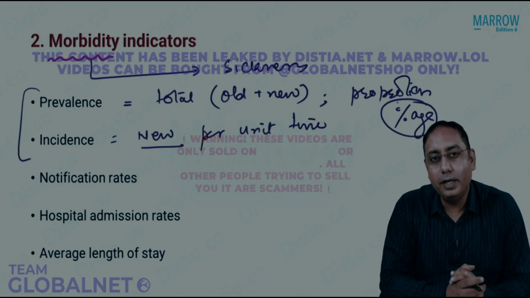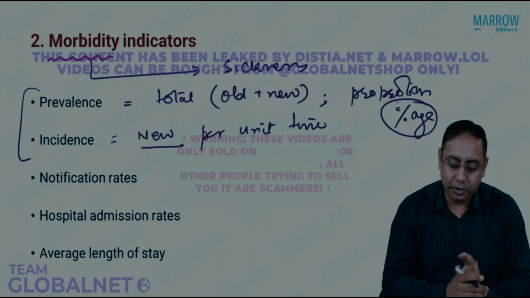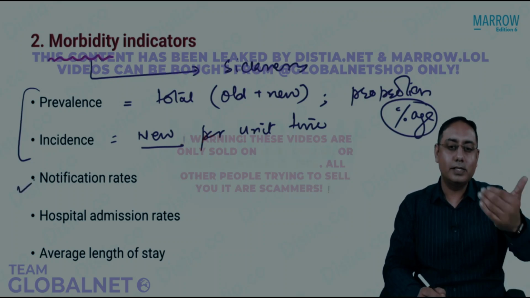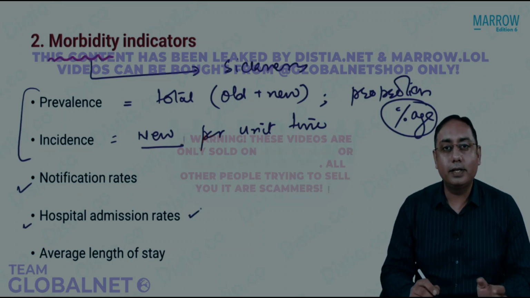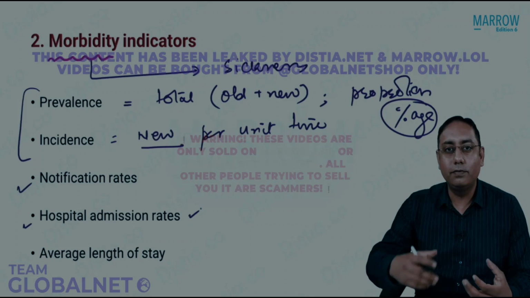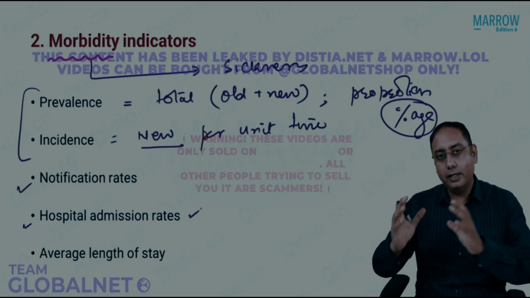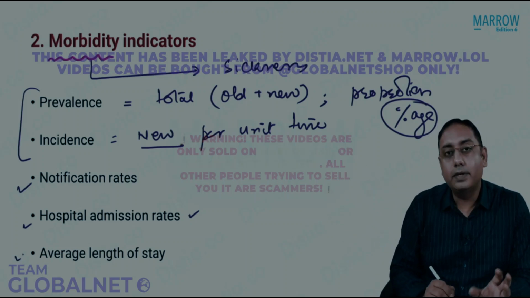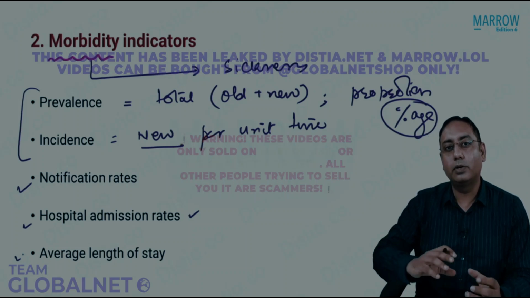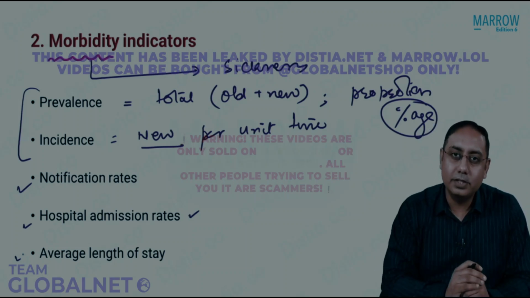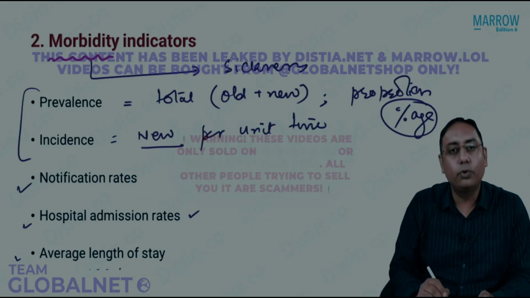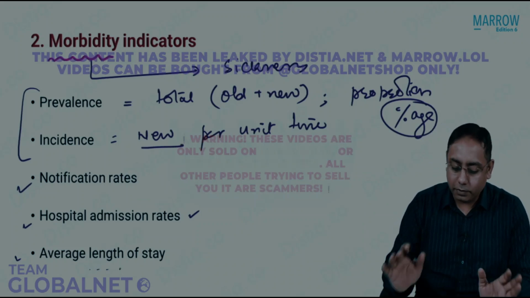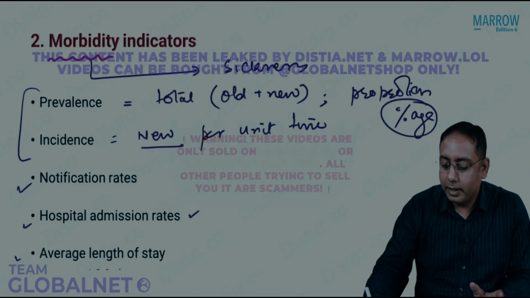The next morbidity indicators can be the notification rates, that is how many people get the disease. Hospital admission rates are a very important morbidity indicator. They tell you about the burden of different diseases in the society. Also, the average length of stay will tell you about the chronicity of the disease in the society. We will talk a little more in detail about the average length of stay, but for now, these are the morbidity indicators.